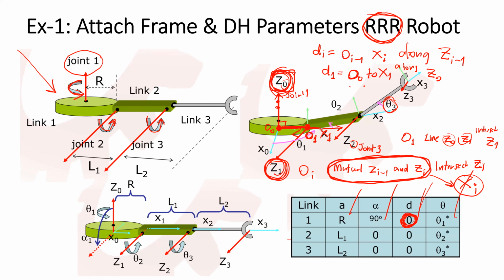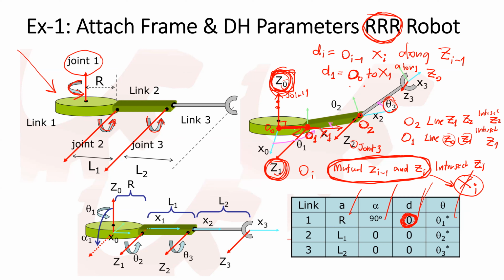How about the O2? O2 should be the line that connects the mutual perpendicular between C1 and C2, and it needs to intersect with C2.